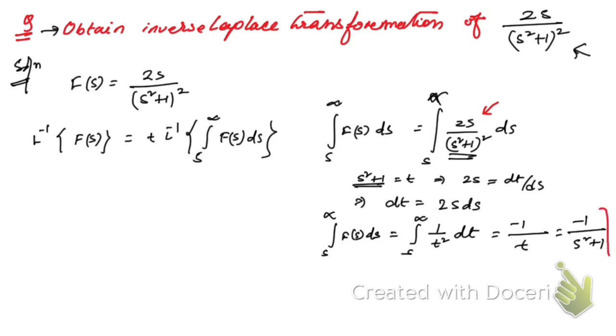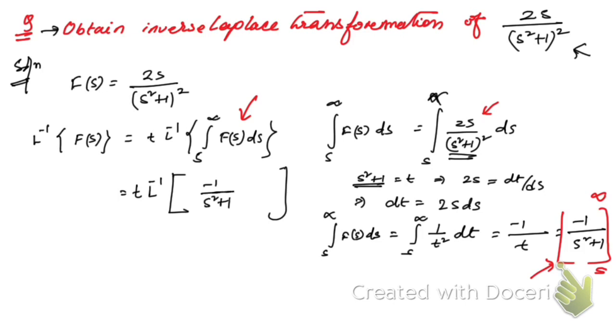So we are integrating it from s to infinity. So the upper limit is infinity, lower limit is s. Okay, so that's why we can write the inverse Laplace transformation of, here you can see we have got the integration of this is this one, right? So let's use this. So that is minus 1 by s square plus 1, and we are integrating it from s to infinity, right?